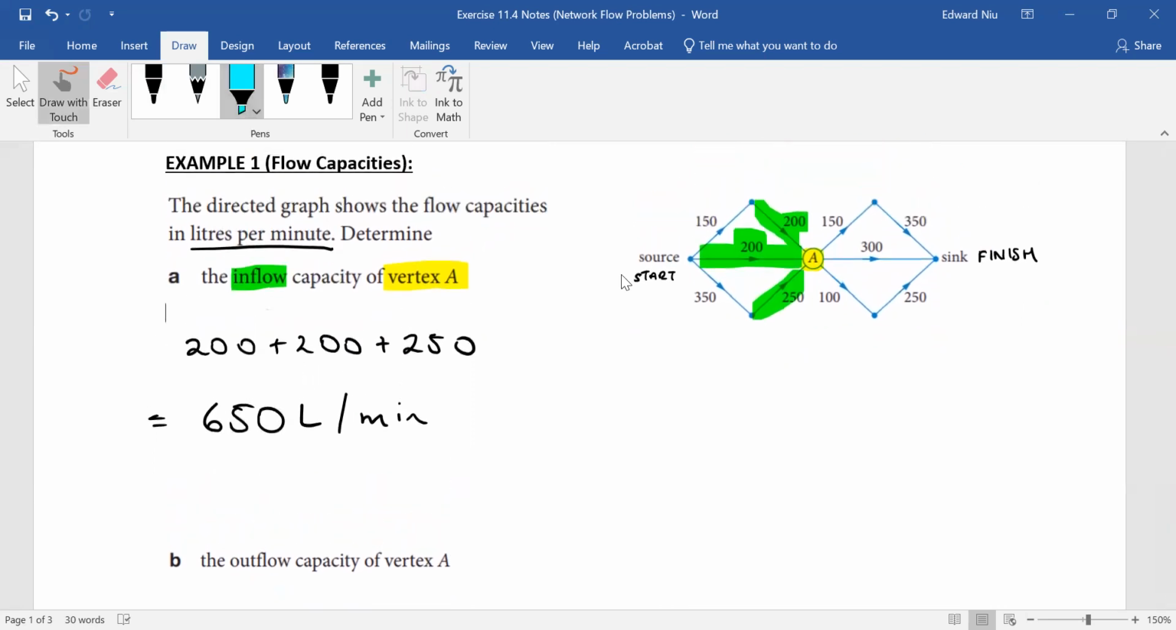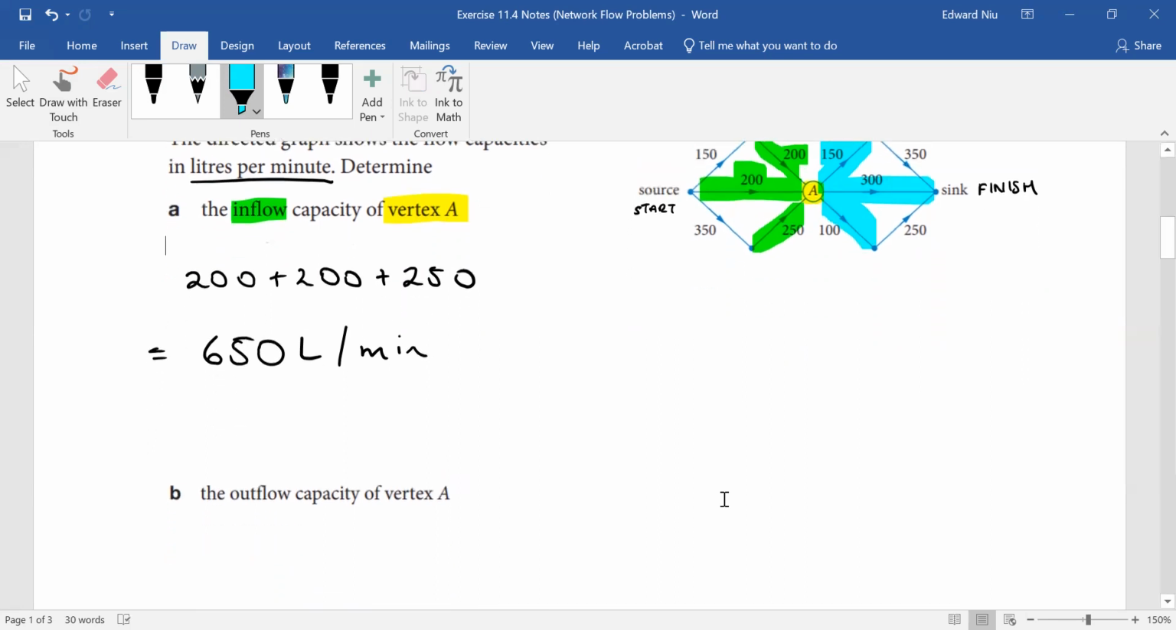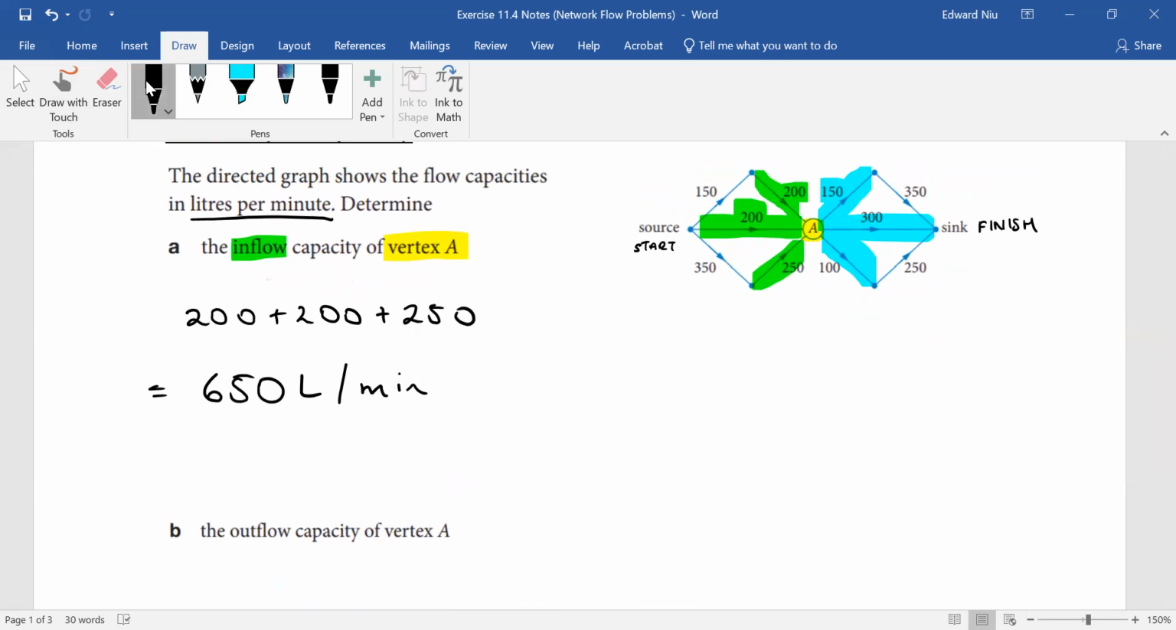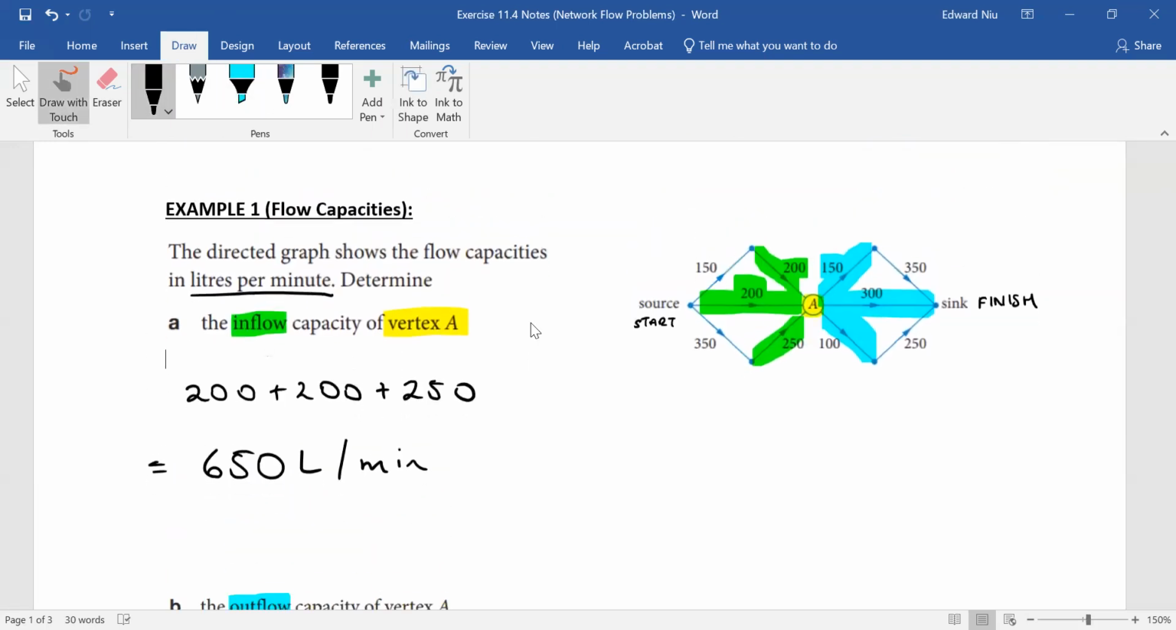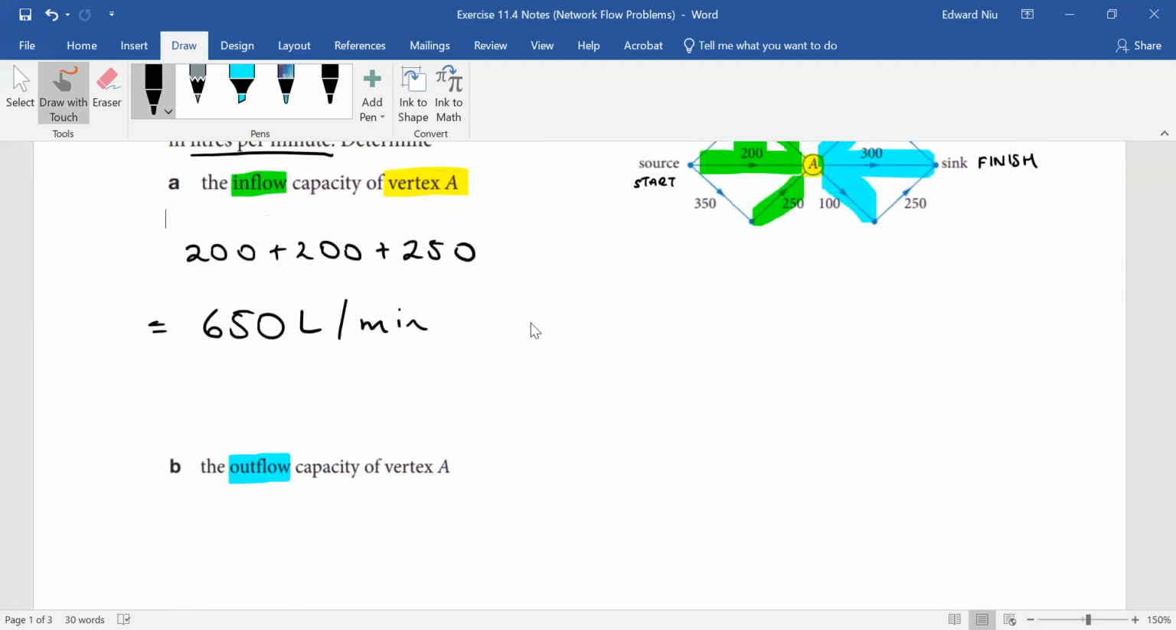Now, the outflow capacity of vertex A is all the water that's leaving vertex A. So here we've got 3 edges. We've got 150, 300, and then 100. Once it hits a vertex, it stops, so we don't add 350 and 250. So let's keep the highlighting trend. 150, 300, 100 is what we need to add: 150 plus 300 plus 100 is going to get us 550 liters per minute.